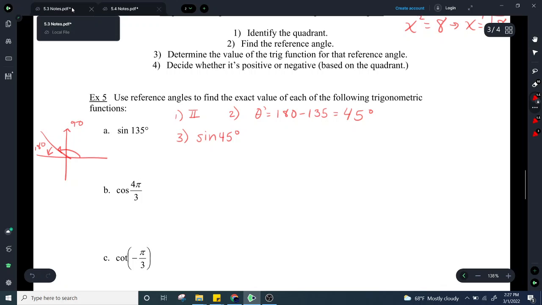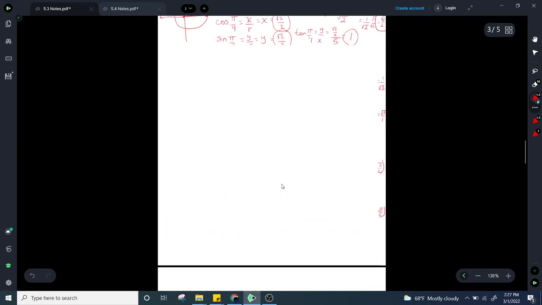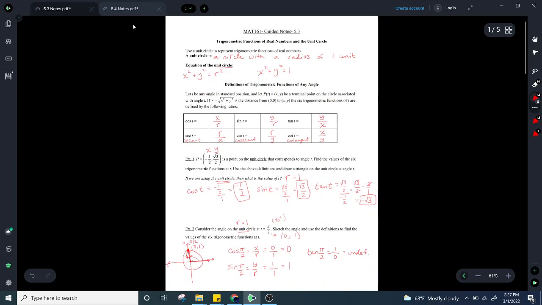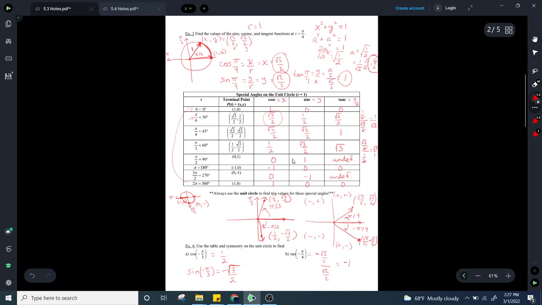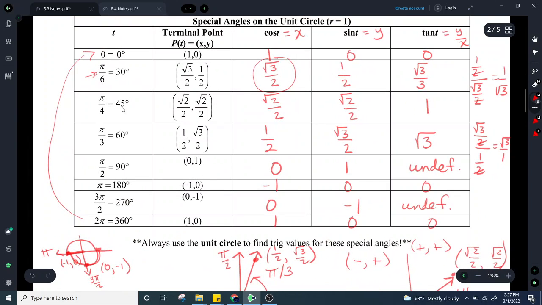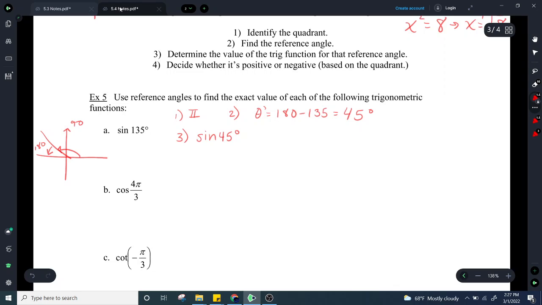So let me go back to the previous lesson and the notes, a little bit messy here. Let me go back to the top. Where's that chart? Here it is. This is the chart I was looking for. So at 45 degrees, the sine, remember that's the y value, would be the square root of 2 over 2, and that's what we're interested in. So that means the sine of 45 degrees is square root of 2 over 2.